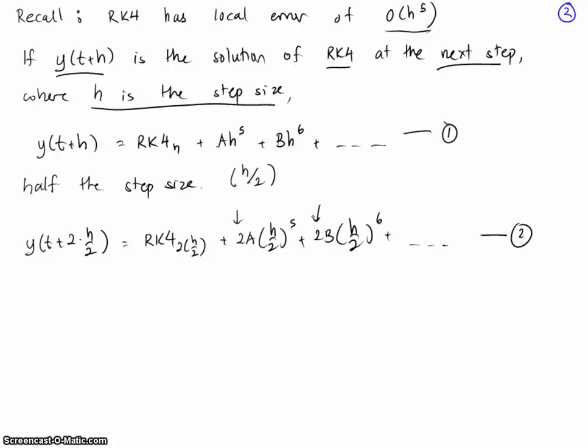So the idea right now in terms of using Richardson's extrapolation is to combine equation 1 and equation 2 so that the leading error term gets cancelled off. So in our case here, the leading error term is order h to the power 5. So can we combine equation 1 and equation 2 such that we are able to then obtain a solution that has a higher order accuracy?